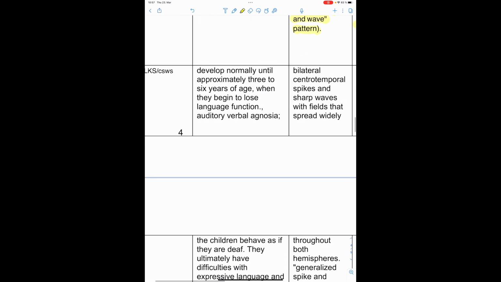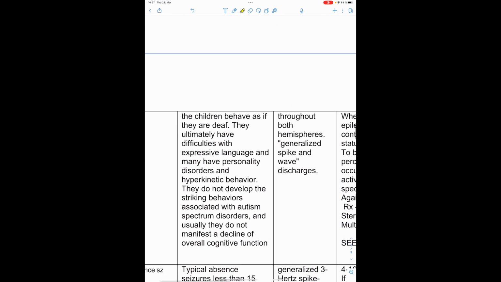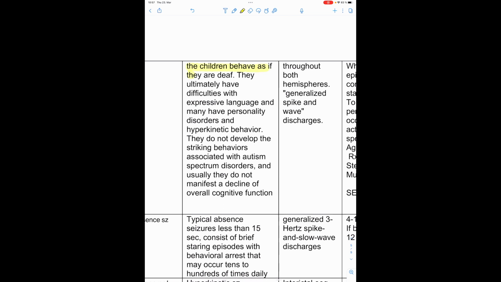Then we have Landau-Kleffner syndrome. The patient developed normally until approximately 3 to 6 years of age, when they begin to lose language function. This is important. Language function, auditory verbal agnosia. The children behave as if they are deaf. They ultimately have difficulty with expressive language and have personality disorders and hyperkinetic behavior. They do not develop any striking behavior associated with autism spectrum disorder, and they do not manifest a decline of overall cognitive function.